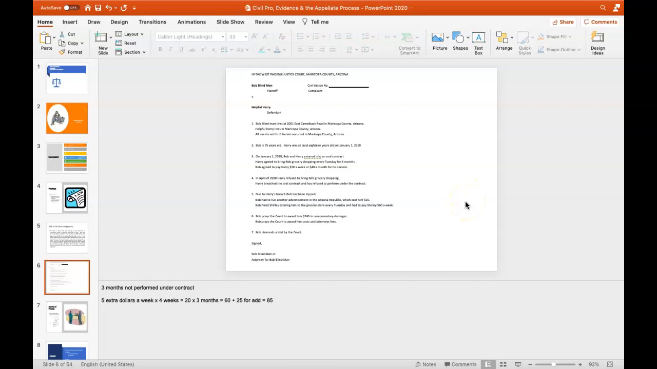In this slide, you can see an example of what an actual complaint looks like. In the West Phoenix Justice Court, Maricopa County, Arizona, this is the caption, Bob Blindman Plaintiff versus Helpful Harry Defendant. And then you have the civil action number, which would be filled in with the actual number. Underneath it, complaint. Number 1, Bob Blindman lives at 2001 East Camelback Road in Maricopa County, Arizona.